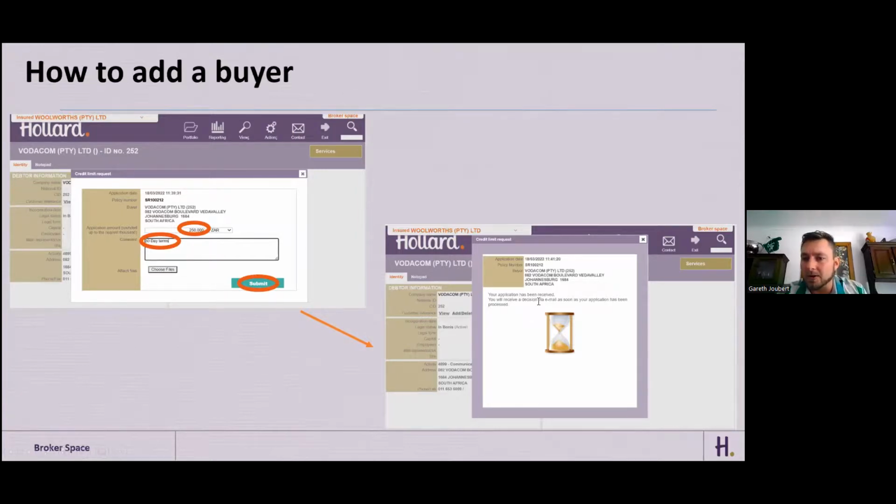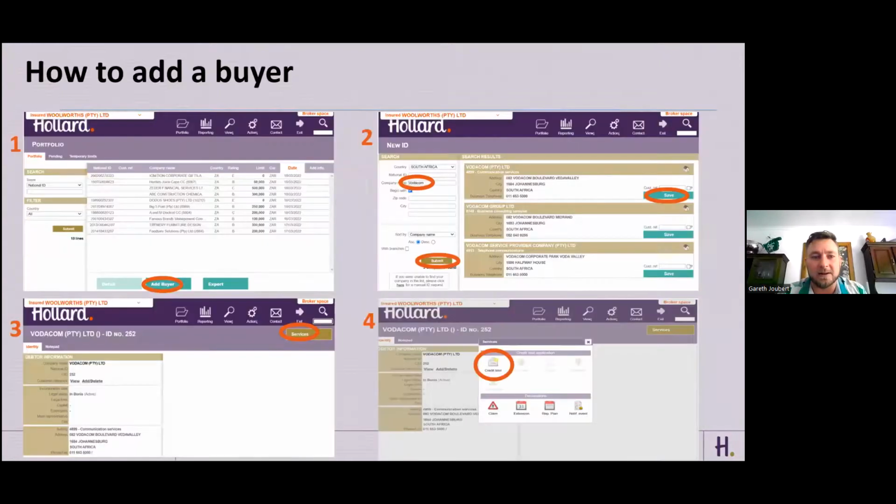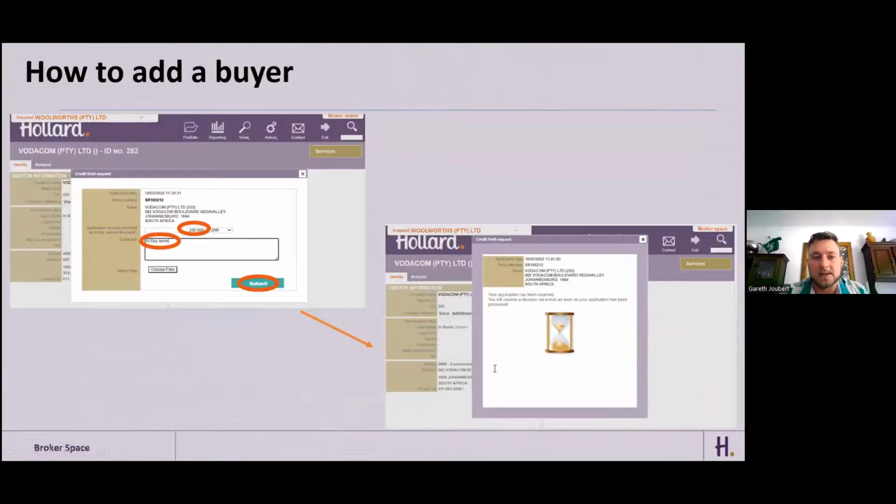Okay. And now it would say that obviously your application has been received and we'll be in touch to give you cover. Okay. So that's how easy it is to select cover, right? You just add a buyer, find the right guy, save him, choose what you want to do. You want to add a credit limit. How much do you want? And you submit it. And that's how you request cover in the new system.